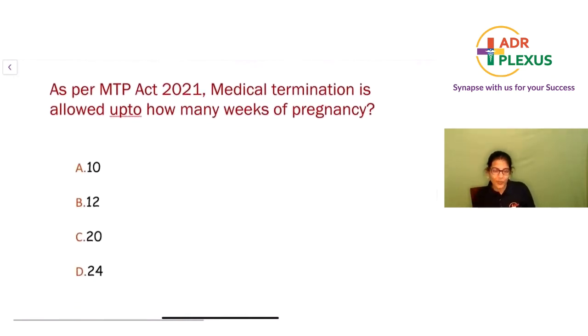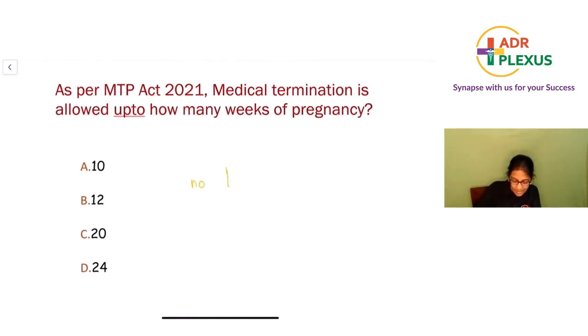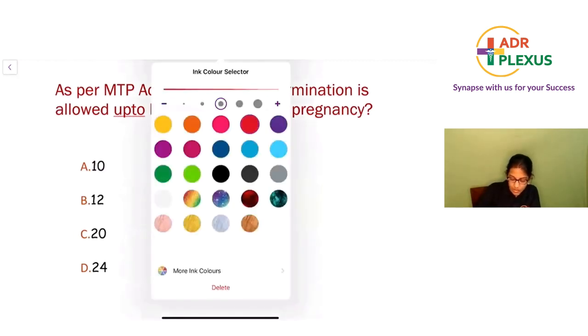Now, in 2021 the MTP Act was revised, and they have asked a question on it also. As per the MTP Act 2021, that is the Medical Termination of Pregnancy Act, medical termination is allowed up to how many weeks of pregnancy? This is the question that was raised. The actual answer is there is no limit.